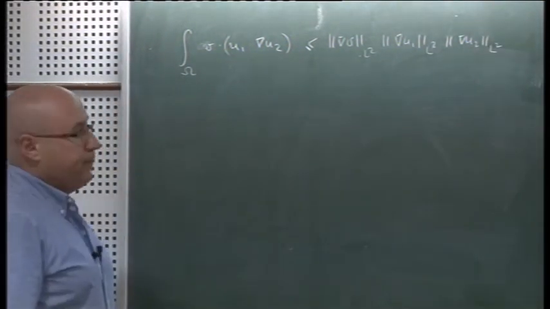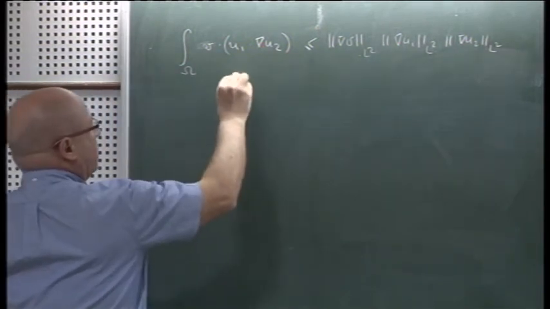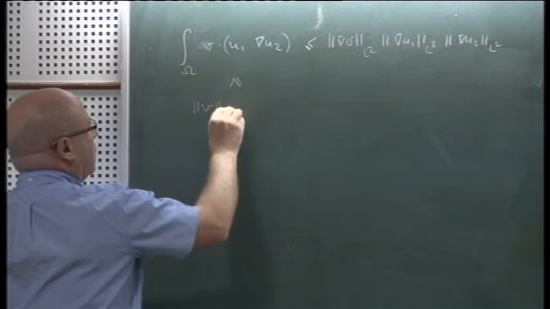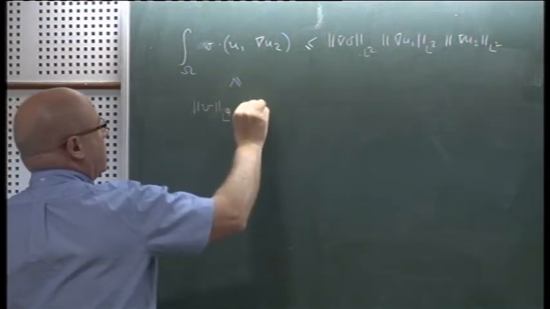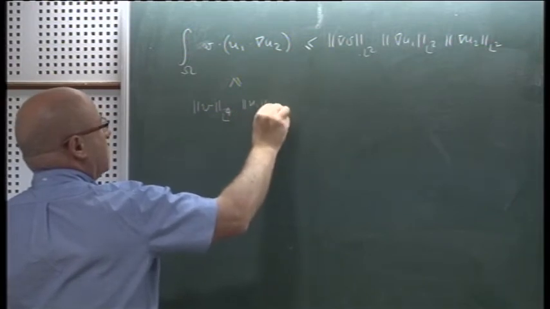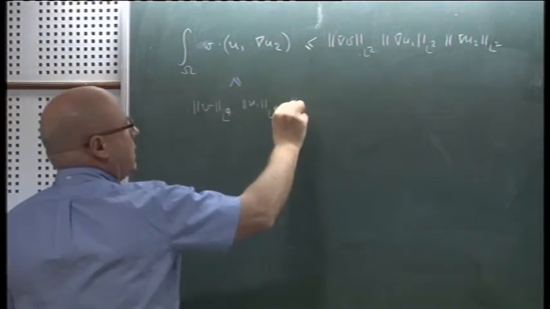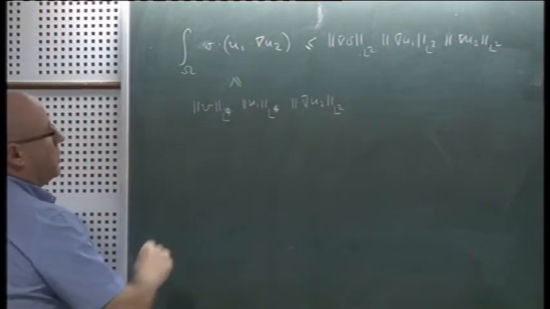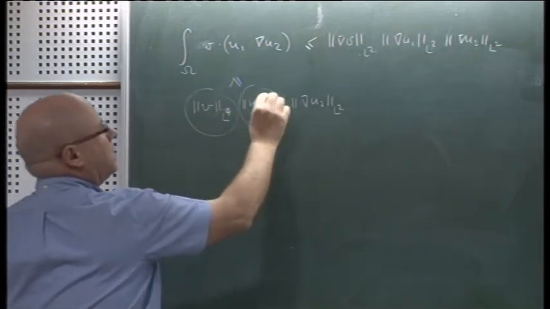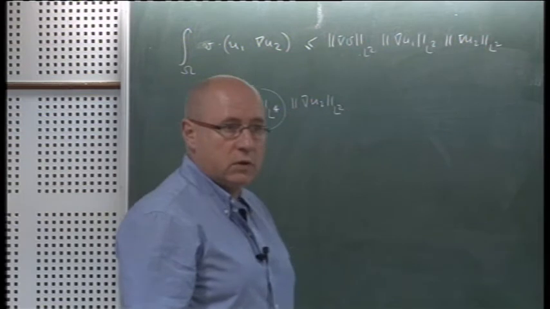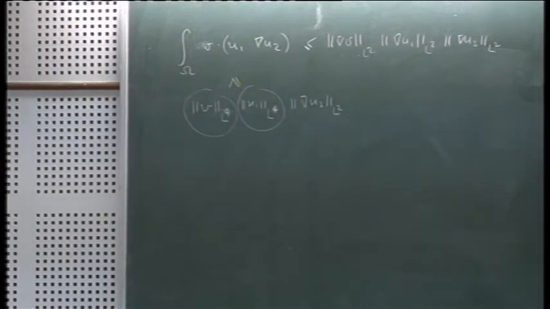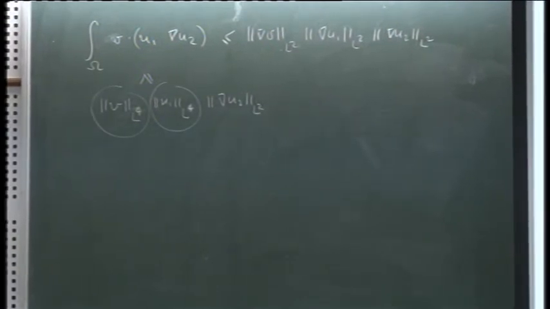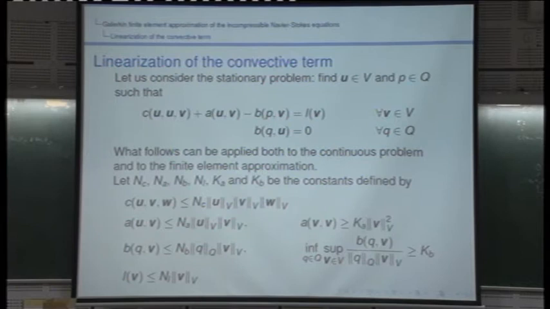That's what it says. And why is this true? What is easy to check is that this is smaller or equal to the L4 norm of v times the L4 norm of u1, that's what we have seen this morning, times the gradient of u2 in L2. But it turns out, because of Sobolev's embedding theorem, that this is bounded by this. That's what I mentioned this morning. Therefore, this form C is continuous. So we have this property.